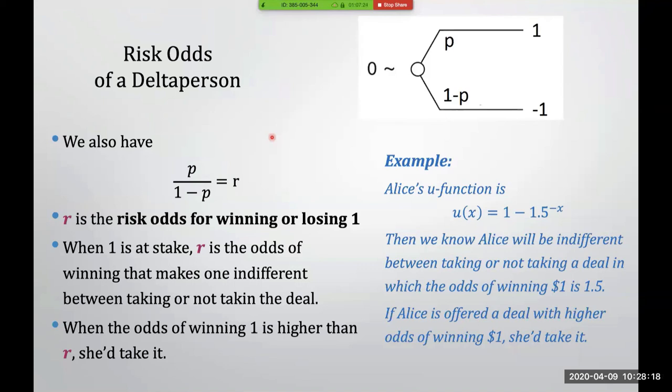So this is what we have done so far. We are specifically interested in a binary deal of winning $1 or losing $1. We're looking at a binary deal with $1 at stake, and we're interested in the P that makes a delta person indifferent between taking that deal and not taking that deal. And then if we figure out the P, we can figure out the odds of that indifference deal, which is what we refer to as the risk odds. Everything we're talking about so far is specific to a stake of 1.